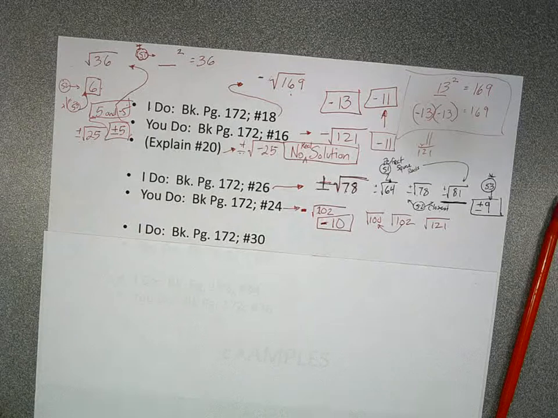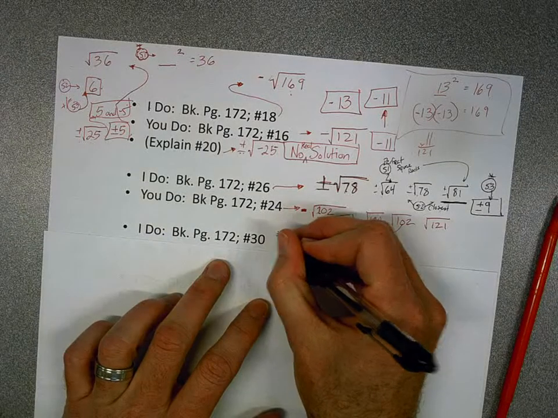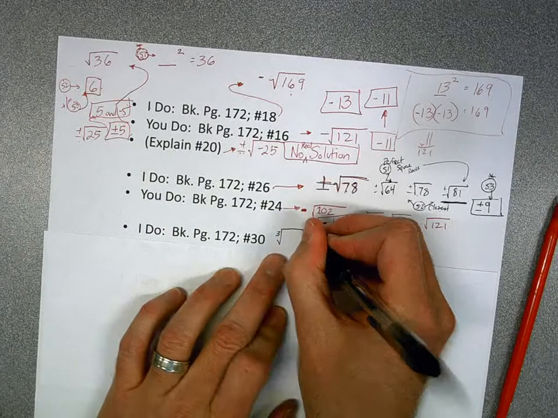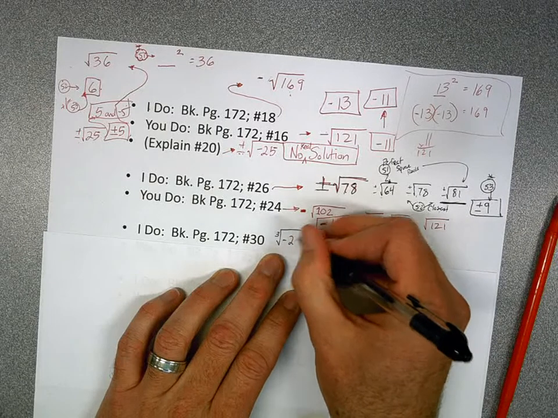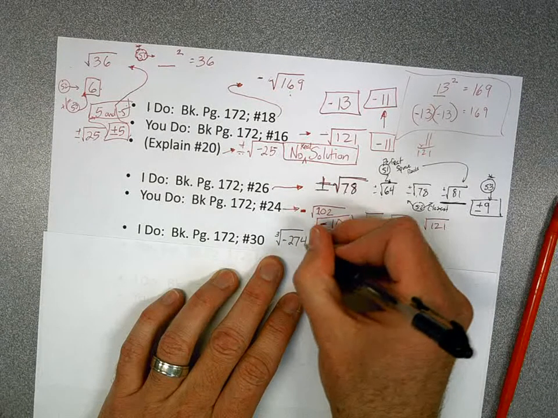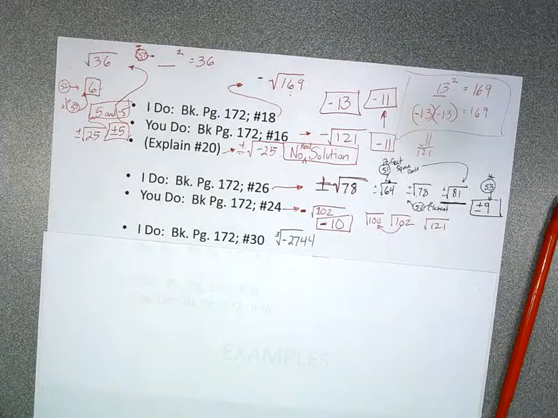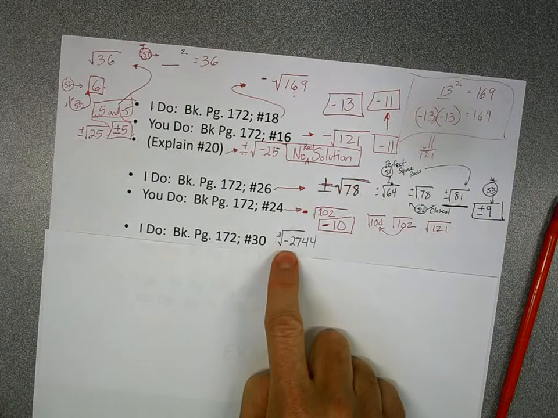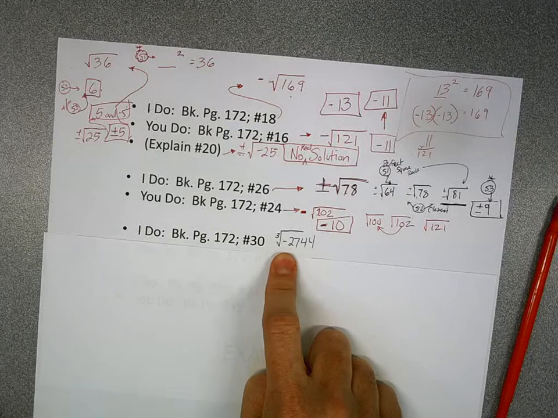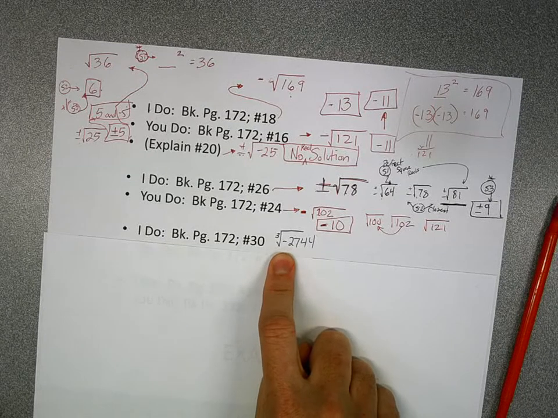All right, let's take a look really quickly at number 30 on page 172. Here's what we have. Cube root of negative 2,744. No solution, right? It's a negative inside? Yep. No real solution? No, that's wrong. You can have a negative cube root.